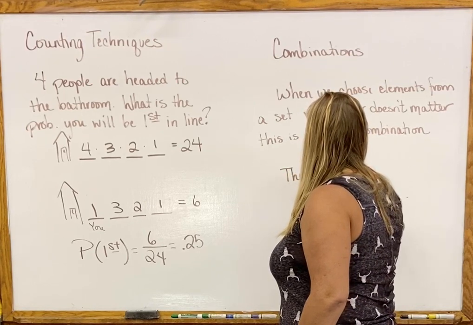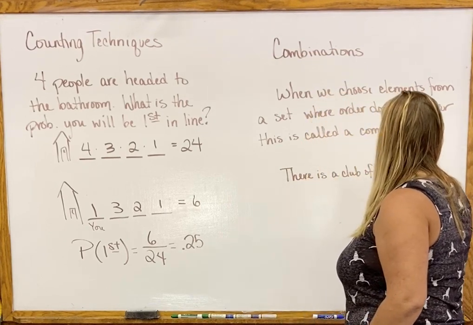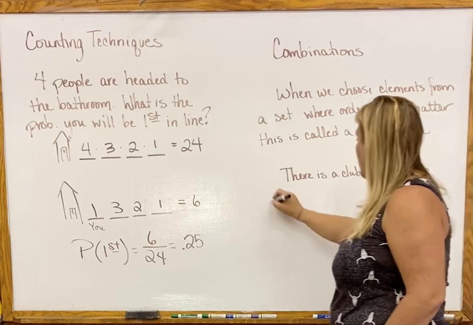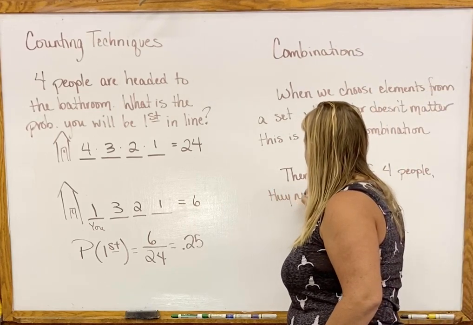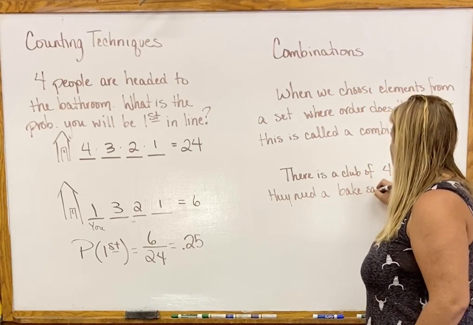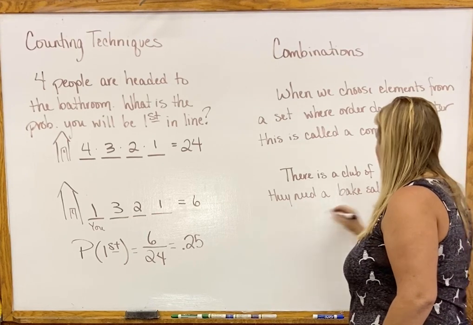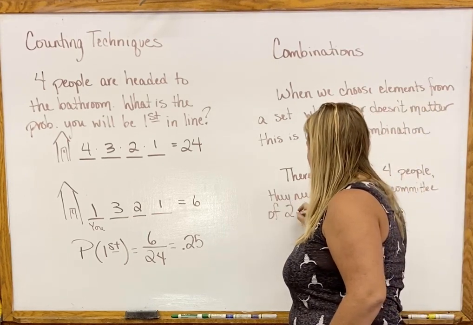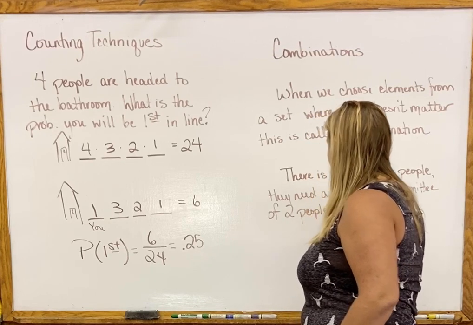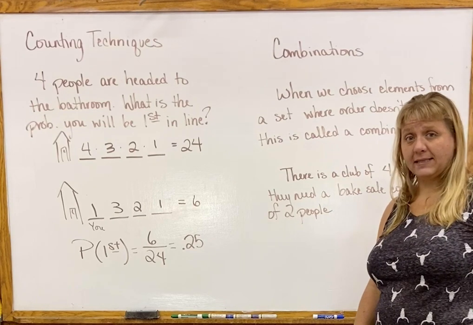there is a club of 4 people. They need a bake sale committee of 2 people. Okay, so 4 people in their little club here, and they need a bake sale committee of 2 people. So they need 2 people to put on the bake sale.